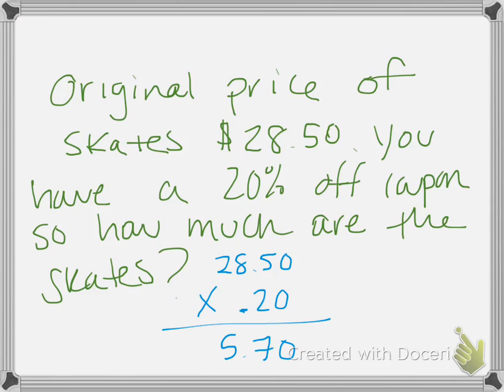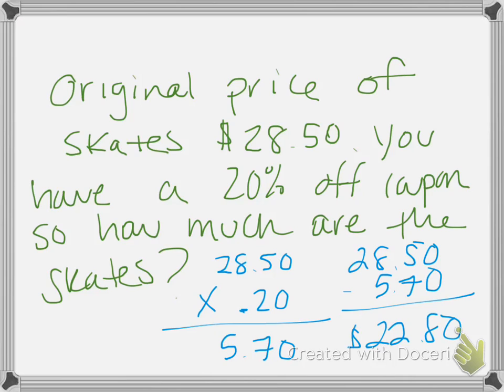So I need to find out what my new price is. So I have to subtract that from my original price. So $28.50 minus $5.70 is $22.80. So now $22.80 is the price I'm paying with that 20% off coupon.